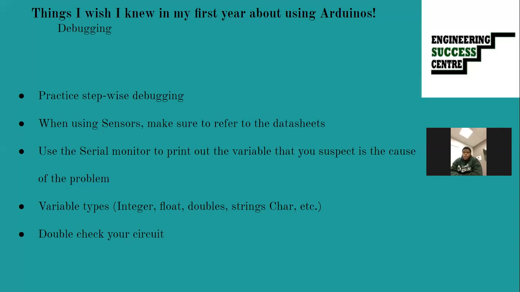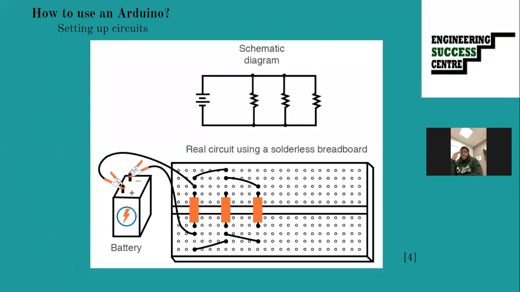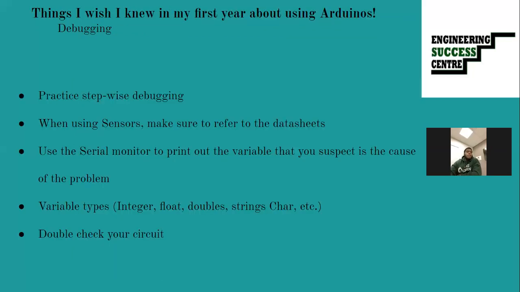And then another piece of advice I can give you would be to double check your circuit. Ensure that your circuit is accurate, because circuits can get quite messy. I showed this a couple of minutes ago, but this is a simplified circuit and it could get messy. So just try to stay organized when you're building up your circuit and ensure that your circuit's accurate to what you need it to be.